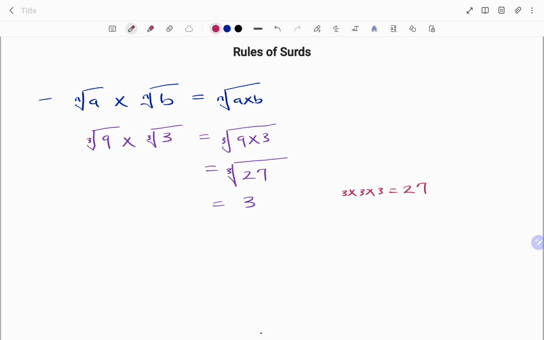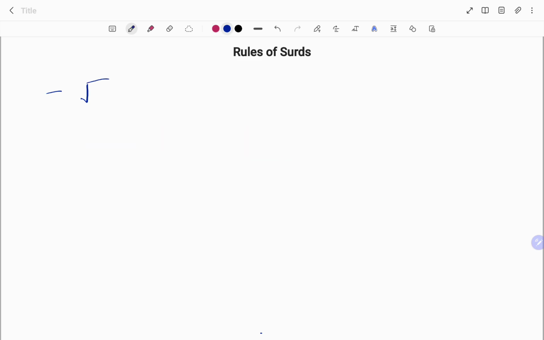Let's look at another rule. If I have the nth root of a variable a divided by the nth root of another variable b, because they are the same root, I can put them under the same root of n, a divided by b.